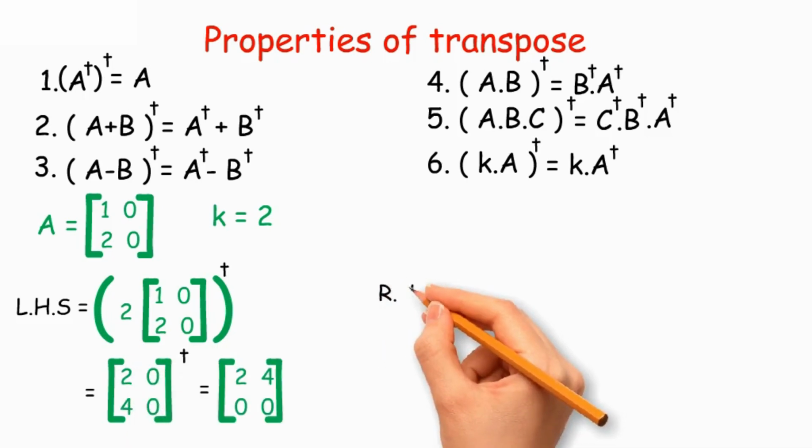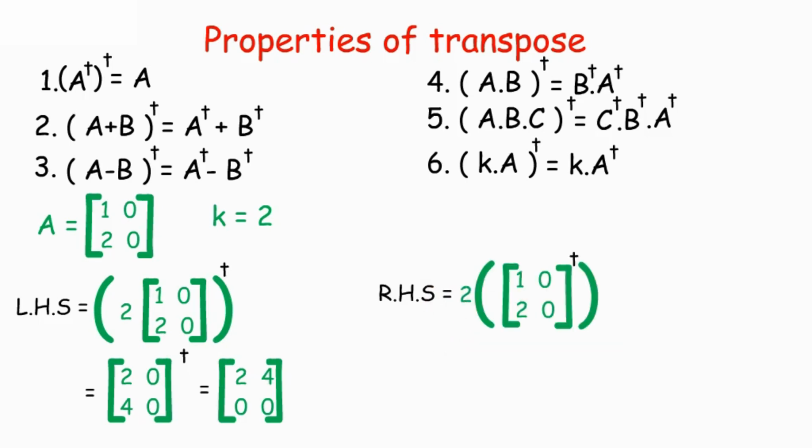The right hand side is equal to 2 into A transpose. Here the only difference is that we will take transpose first and then we will multiply by the constant 2. So the transpose is 1, 2, 0, 0. In the next step we get 2, 4, 0, 0, the same as the left hand side. Hence the property is proved.